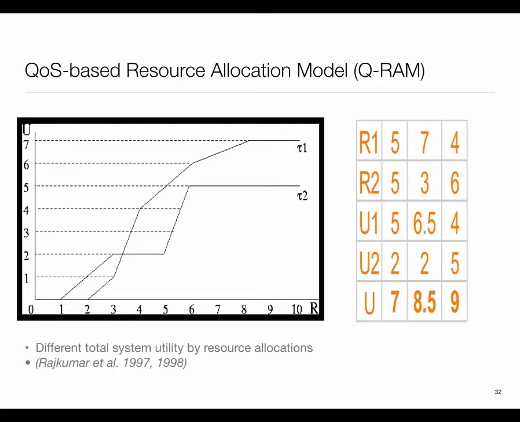Wait, what was R and what was U? R is the resource given, U is the utility or the satisfaction that the two applications are deriving from it, and U is the total system utility. But this is what Linux Arcade that I mentioned uses. So, late 90s work, but it's an operating system which is still used.